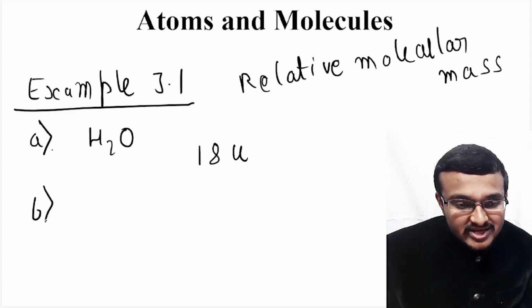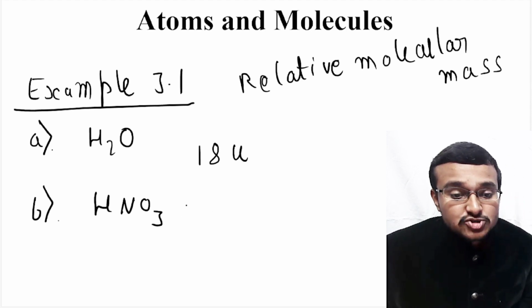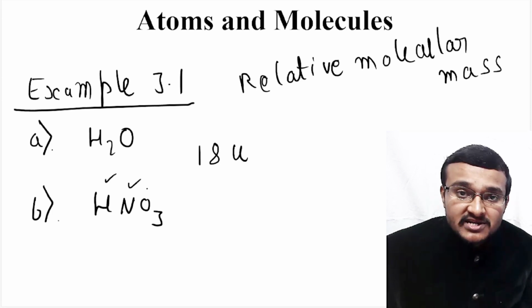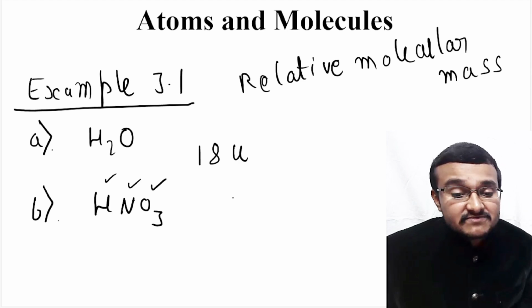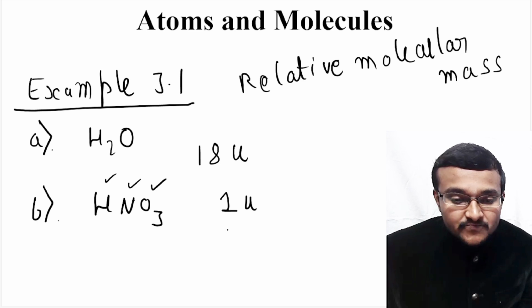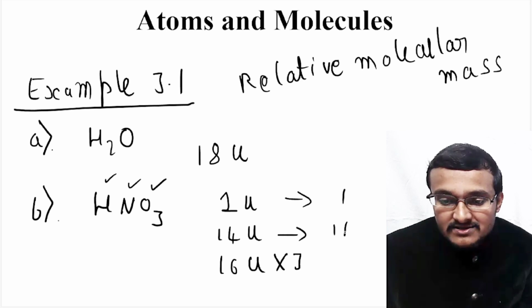Similarly, if you come to B question in this particular example 3.1, there they have given HNO3 as the molecule. So now hydrogen is one atom in this particular molecule, nitrogen is one atom, and there are three oxygen atoms. So what is atomic mass unit of hydrogen? 1U. What is the atomic mass unit of nitrogen? That is 14U. For oxygen it is 16U. Here three oxygen atoms are there, so you should do 16 into 3. So 1, 14, 16 into 3 will give you 16 3s are 48.